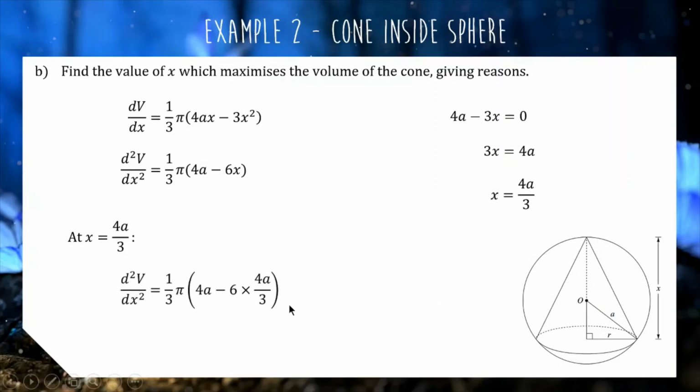Okay, so subbing in, we get 6 times 4a on 3, which is 8a. So we get 1/3 of pi times 4a minus 8a, which is minus 4a. Now, what's important about that is that 1/3 pi is positive, a is positive because it's a length, but minus 4 is negative. So this whole thing must be negative. And if it's negative, in calculus, that's a frowny face, which means that it must be a maximum turning point. So the curve is concave down.